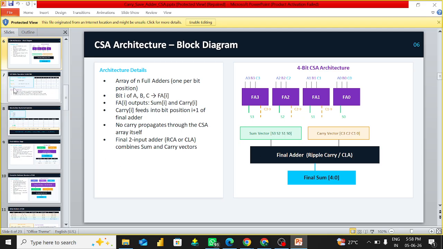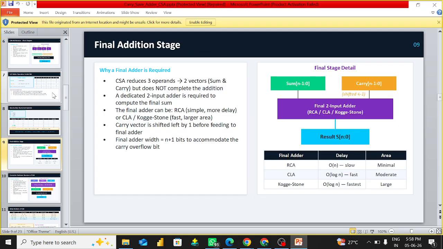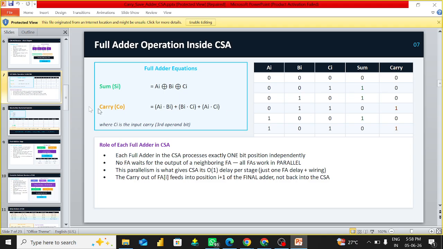How are you going to calculate this sum vector? Like we are getting S3, S2, S1, S0 here, right? How are you going to calculate that? We have a formula. What is the formula? A XOR B XOR C. This is what the sum equation looks like.